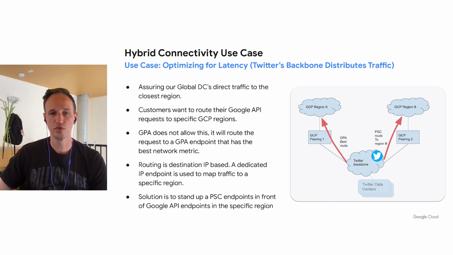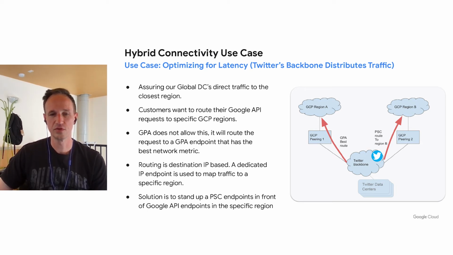Traffic from Twitter on-prem will take the path to the endpoints in a GCP region according to the best network metric. This might be a region that doesn't have resources for some of these workloads, or Twitter teams want a region that has the best latency.